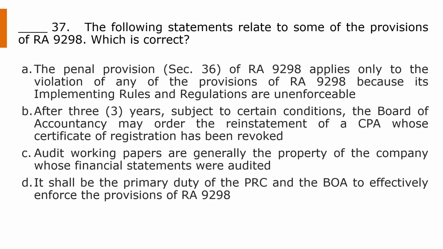Letter B, after 3 years, subject to certain conditions, the board may order the reinstatement of a revoked COR. And we know this is not correct. It is after 2 years, not three. So letter B is incorrect. Letter C, audit working papers are generally the property of the company whose financial statements were audited. And this one is also not true. The working papers are actually the property of the auditor. So the auditor is the owner of the working papers and not the client.